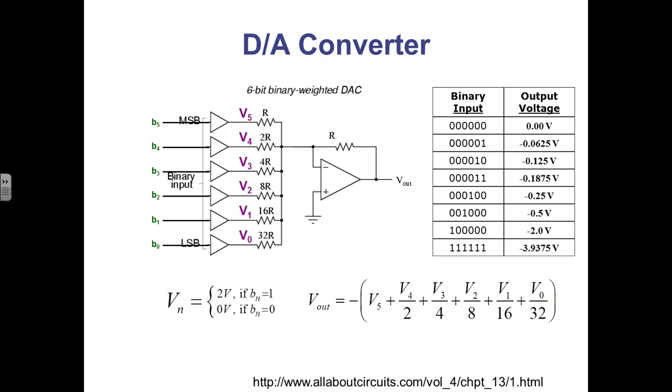The D to A converter's amplifier there is a summing amplifier that takes these weighted voltages from the binary input and converts them into a single voltage on the output.